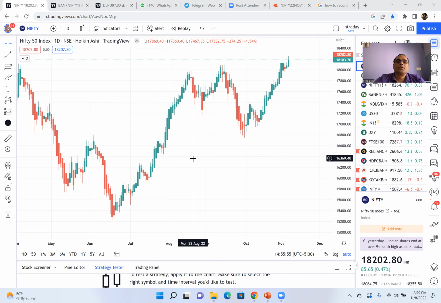Okay. So you mentioned about SL. The day, let's say I go long here on 28th July, the low of this candle becomes my SL. Low of your entry candle? Yeah, because I'm in a bullish trade. Okay. And then I do nothing.